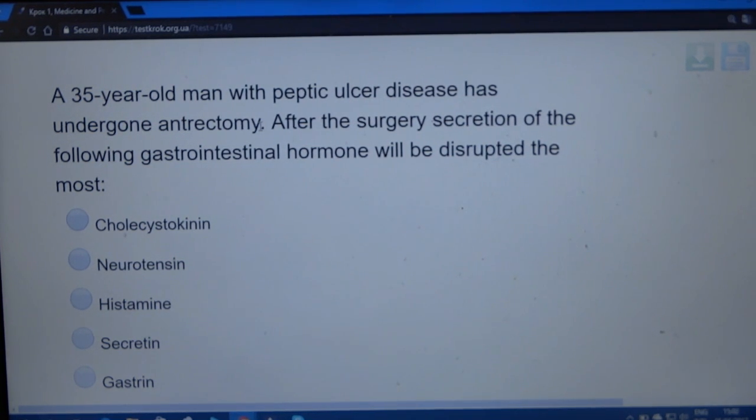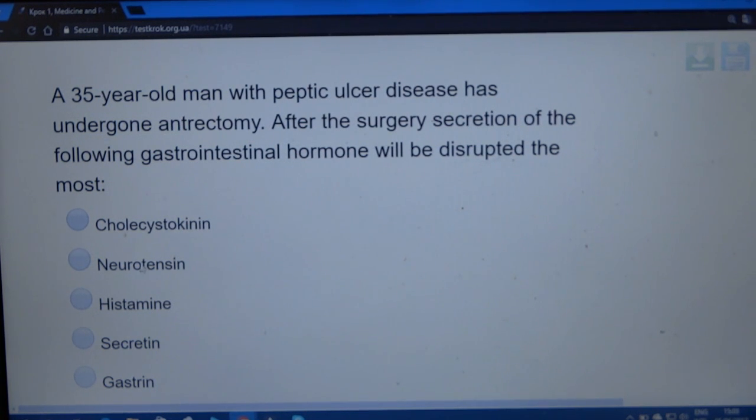Now, don't forget the parts of the stomach. We have the cardiac, the fundus, we have the body, the antrum, and then the pyloric part. So when this antrum is removed, where we have most of the cells, that is the area between the body and the pyloric part of the stomach, of course we lose a whole lot of cells over there, and these cells are involved in the secretion of what? Gastrin.